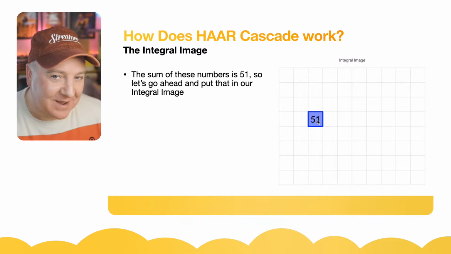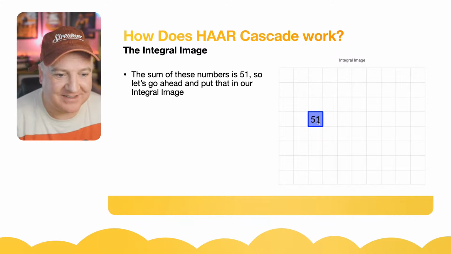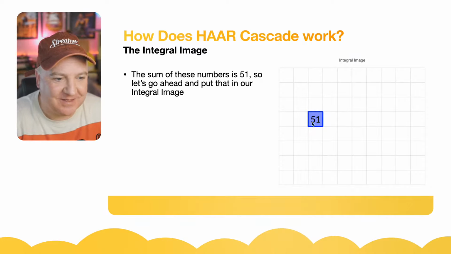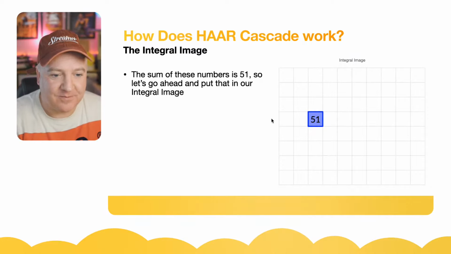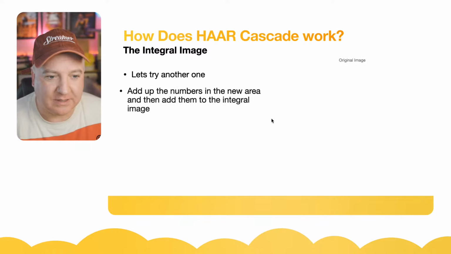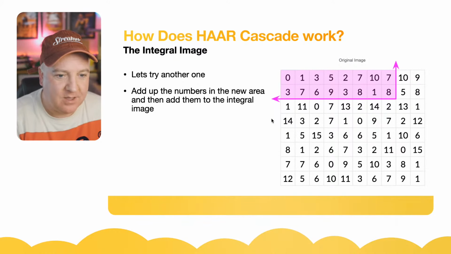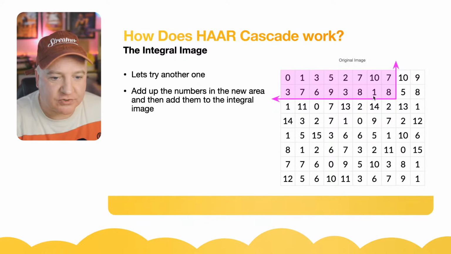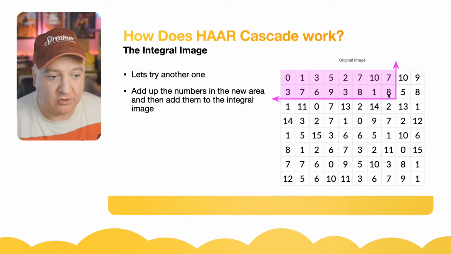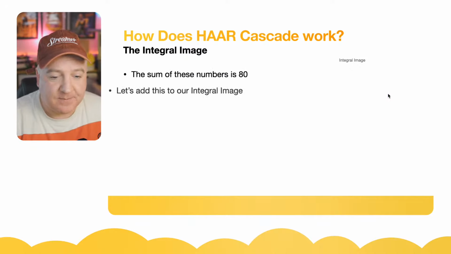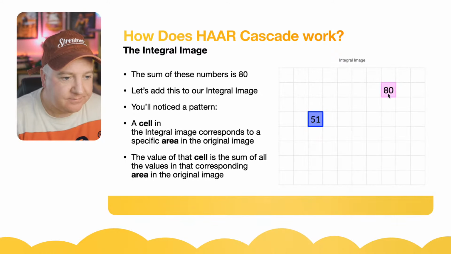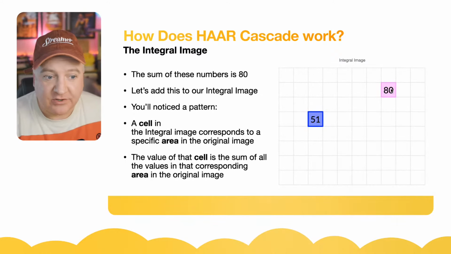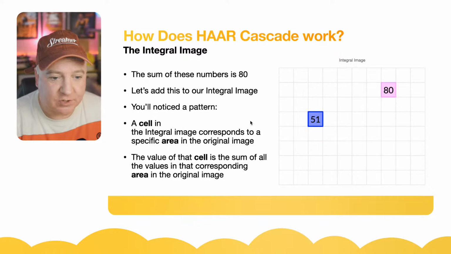If you don't believe me, you can go back in the video and count them up and you can see that it's 51. I checked just to make sure. So we're going to put that in our integral image, and leave that as our purple, bluish square. We're going to try another one. Let's try this value here. We're going to add up all the different values that are in this original image, and then put it in the same square but on our integral image. That's going to be, I think, 80 on this one. Then we're going to fill that into our integral image. And you can notice a pattern that's going on.